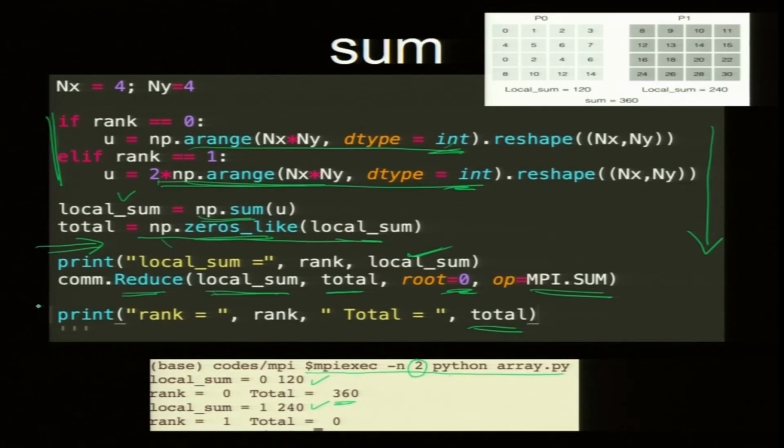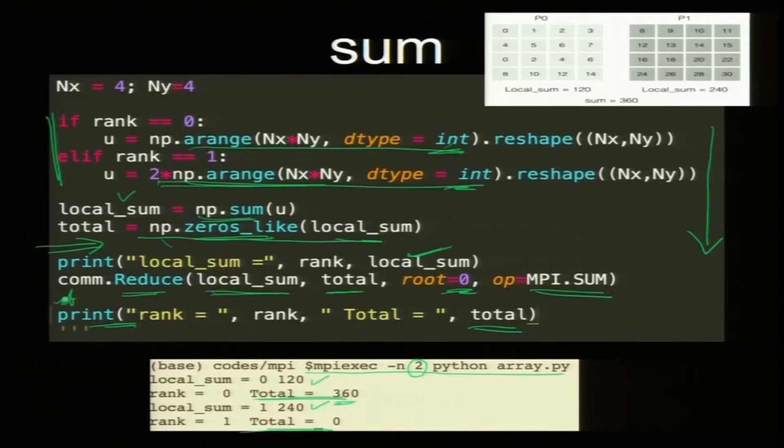Please keep in mind that this print is executed by all of them. This is a slight bug in the code. Only master should print it, why should everybody print it? Both of them are printing, but whatever is available with them. Only master has the correct total, worker 1 has 0 in total, so it prints 0. So, I should put here if rank equal to 0, then print.